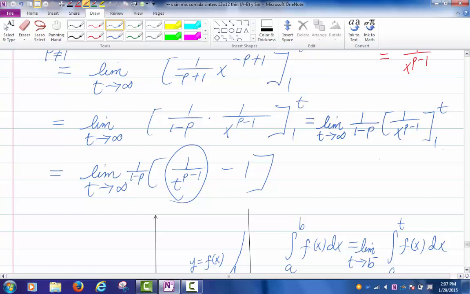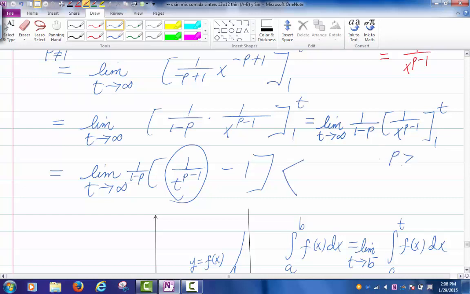Now, can you tell me what's the limit of 1 over t to the p minus 1? Well, that's a little bit tricky. It depends on what p is. Remember, so far I only said let's say p is not 1, right? We assumed p is not 1. So the limit of 1 over t to the p minus 1 depends on what p is. Now, there are two cases.